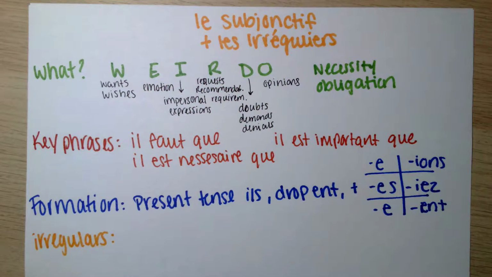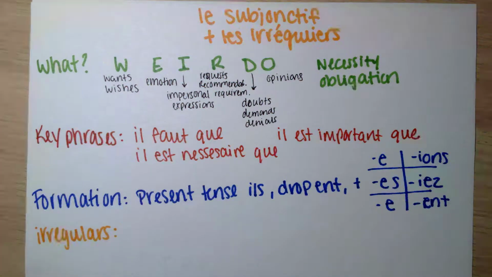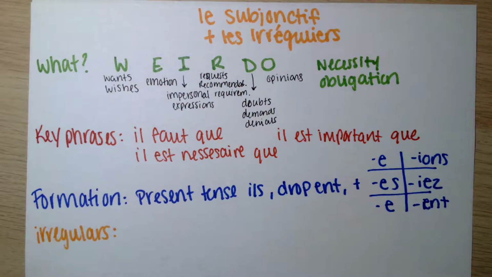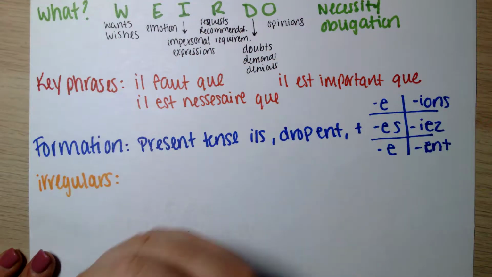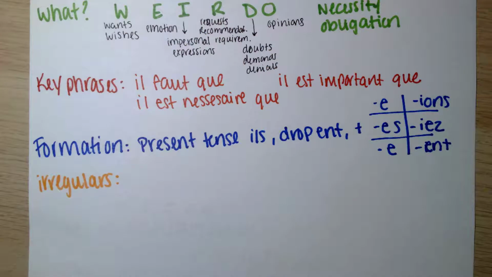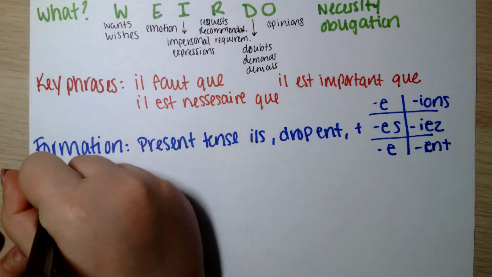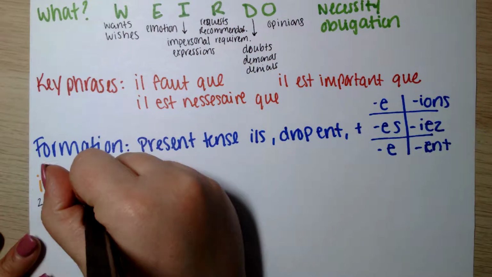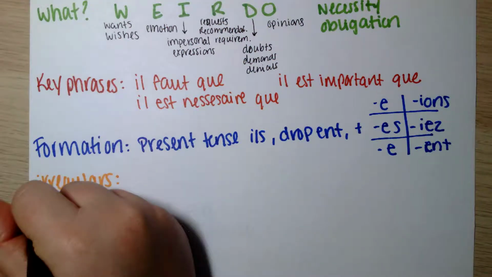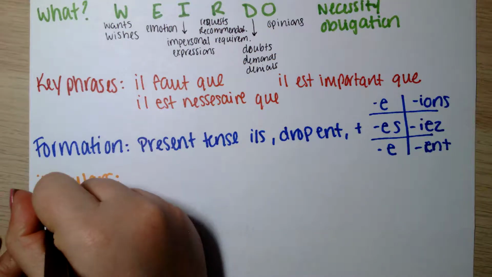We're not learning all of the irregulars in the subjunctive, but we are going to learn quite a few. I want to talk about two groups, essentially. So I'm going to move my paper up so that we can see it all. There are two main groups: one group that has two stems, and one group that has all different stems. Let's talk about the two stem ones first. These have two stems for different subjects. Our first one is the verb boire.